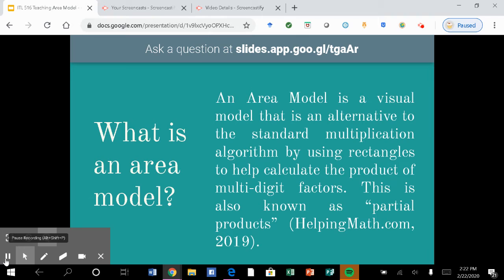So what is an area model? It's basically a visual model that is an alternative to the standard multiplication algorithm by specifically using rectangles to help calculate the product of multi-digit factors. In most textbooks, they'd also call this partial products.